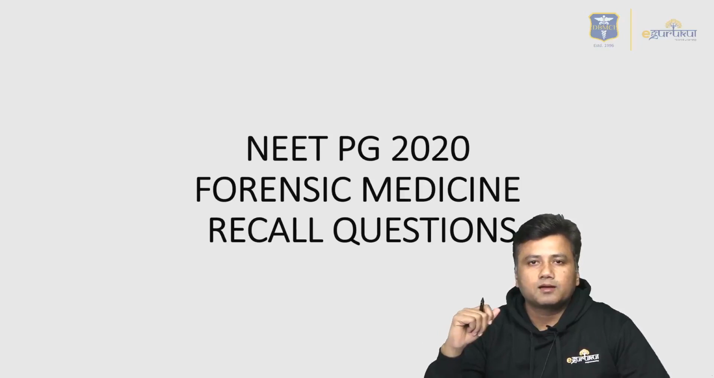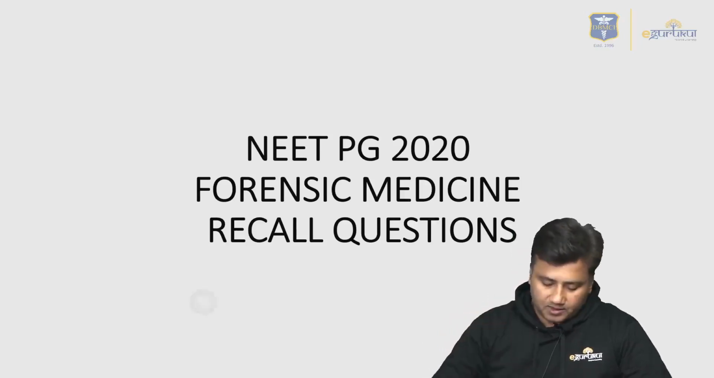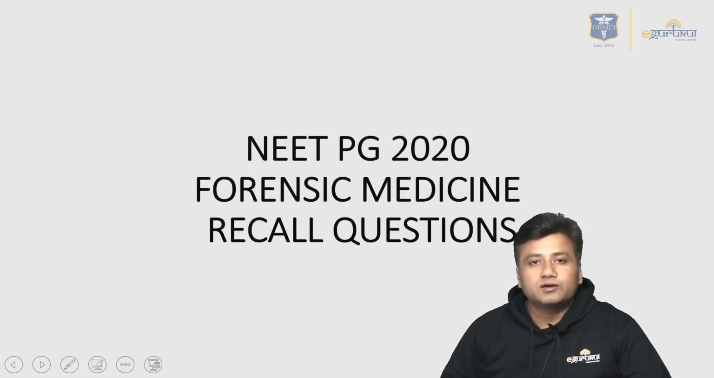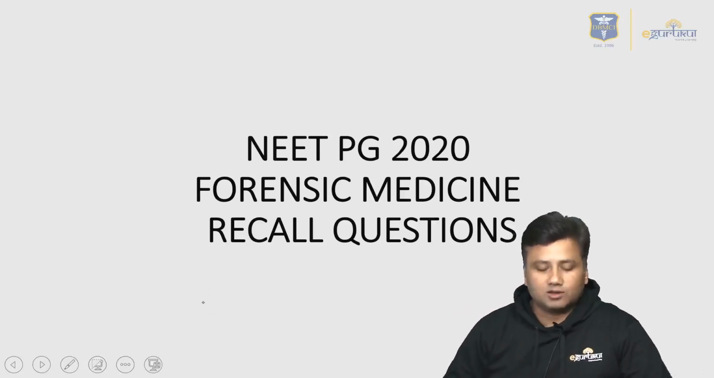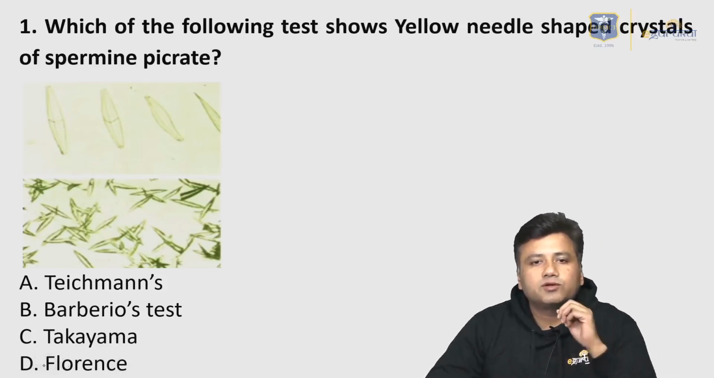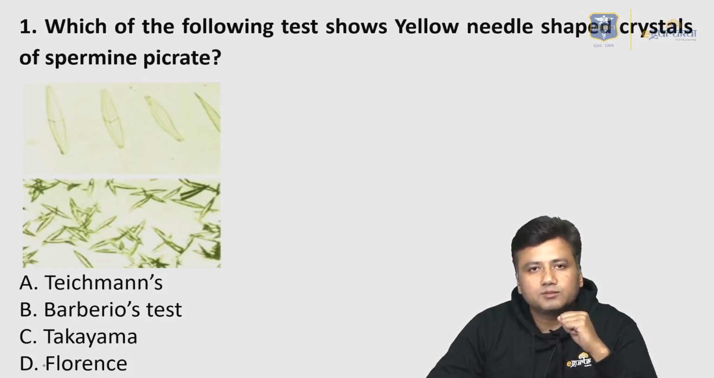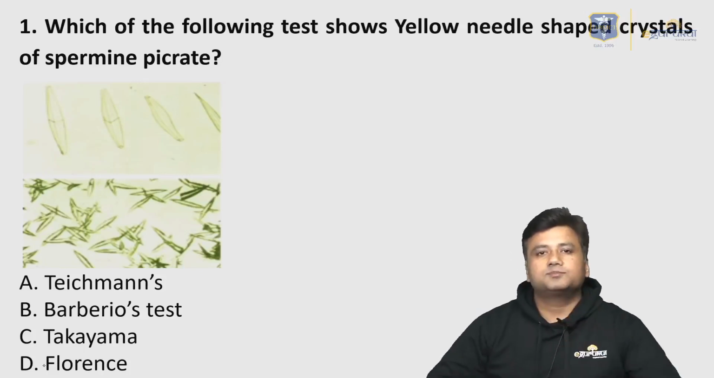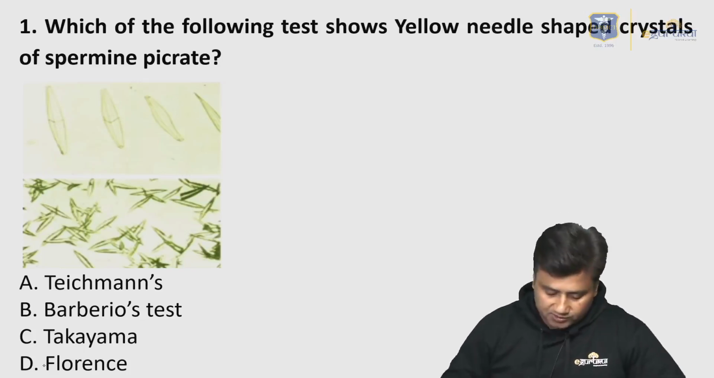Let's take up our first question, and remember these are all recall questions as submitted by you all. The first question is a picture based question which says, which of the following tests shows yellow needle shaped crystals of spermine picrate, and probably a picture was shown in the examination. So let's try and talk about this question.